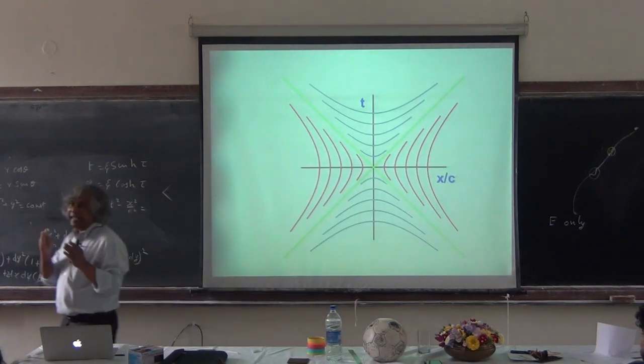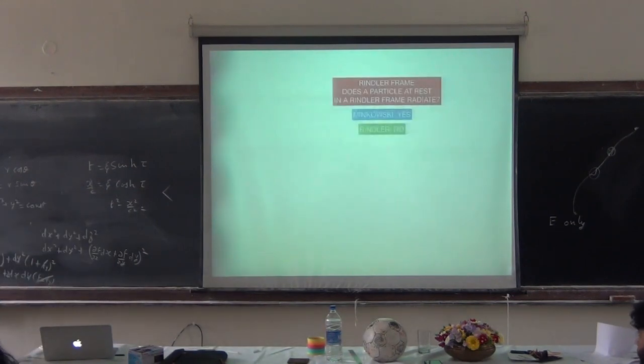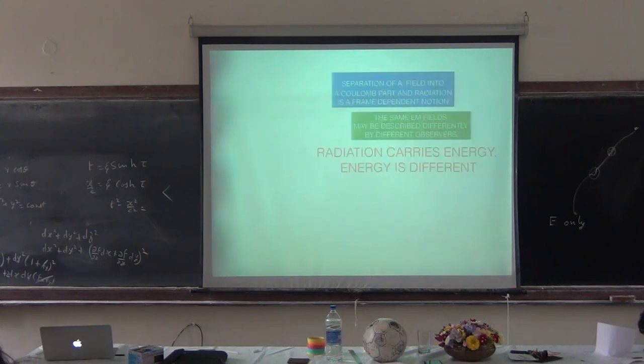Now that we understand that radiation is a frame-dependent notion, it tells us a lot of things about physics. So they differ on whether there is radiation or not. But radiation consists of photons. So it can happen that one observer sees photons, whereas the other one does not. So the notion of a particle is frame-dependent. That's one of the deductions from these arguments. Separation of a field into a Coulomb part and a radiation part is a frame-dependent notion. And the same EM fields can be described differently by different observers.